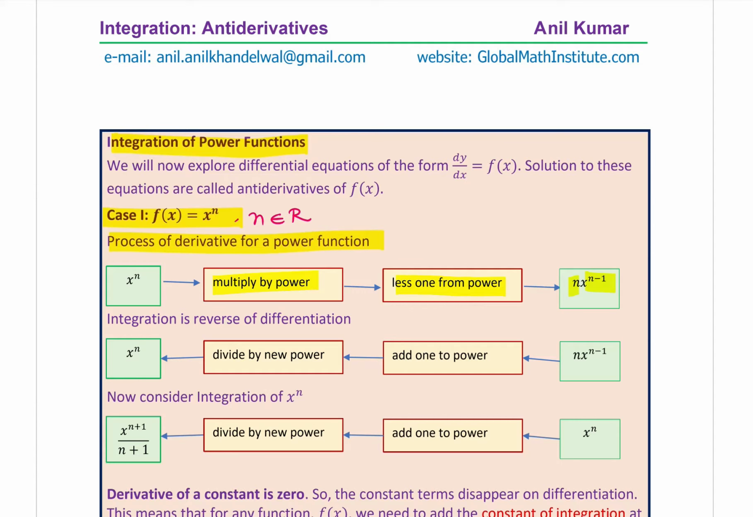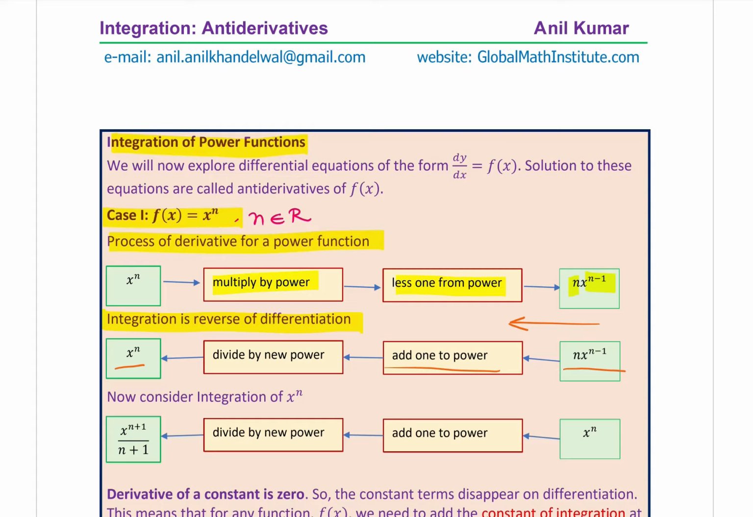Now, as we are saying, integration is the reverse of differentiation. So what is going to be the reverse operation? If I'm moving from this function in the reverse direction, we'll reverse all these operations. So let us say we begin with n x to the power of n minus 1. Once we reverse, we should get x to the power of n, right? So the first operation should be in the reverse order. Instead of subtracting 1 from the power, it should be adding 1 to the power. So we'll add 1 to the power.